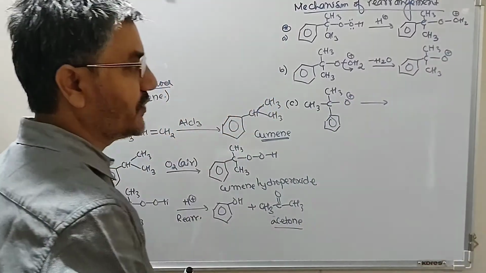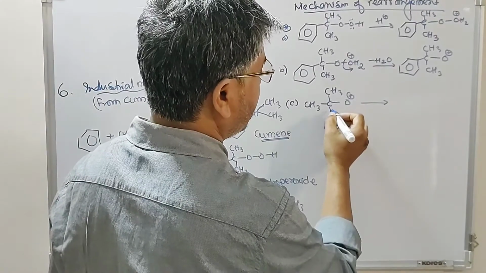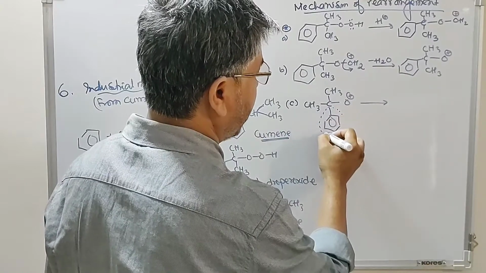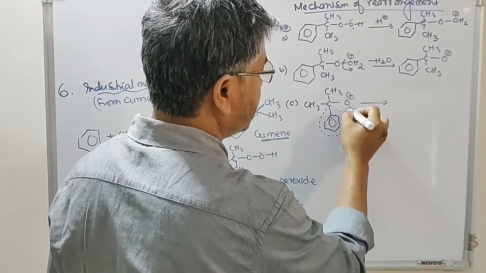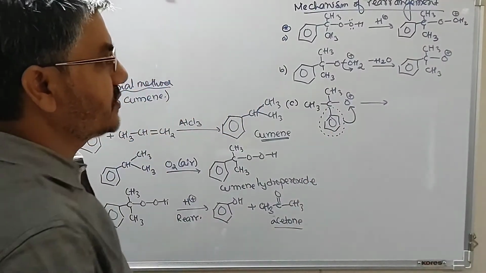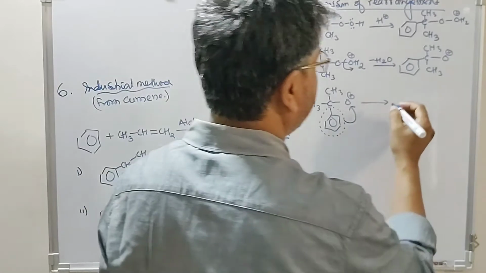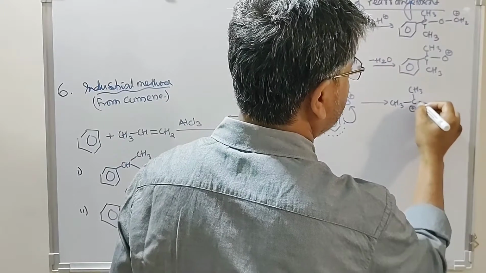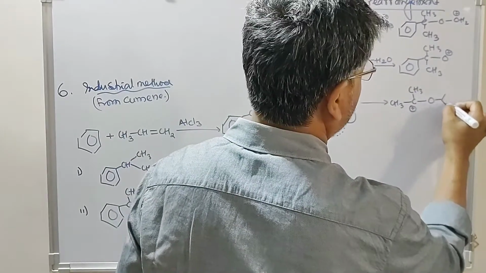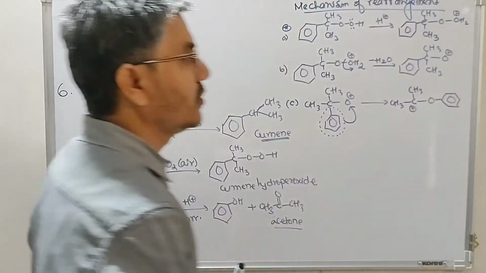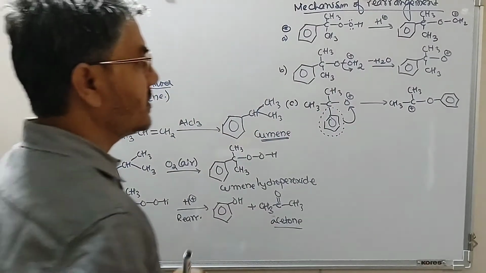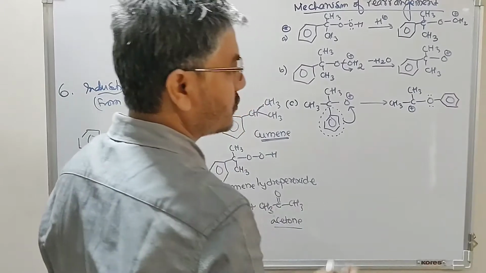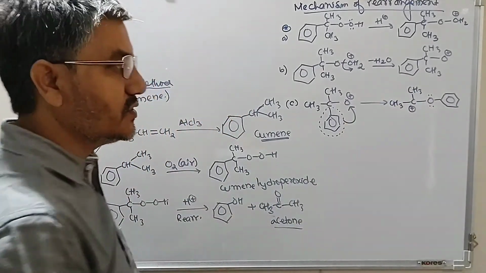undergoes phenyl shift from carbon to oxygen. Now look at this phenyl with its electron pair, it migrates from carbon to oxygen. Phenyl group migration from carbon to oxygen when we have a positively charged carbon, and the phenyl group migrates to oxygen. In the third step, now this is resonance stabilized because we have this oxygen, so oxygen can stabilize this cation by resonance.